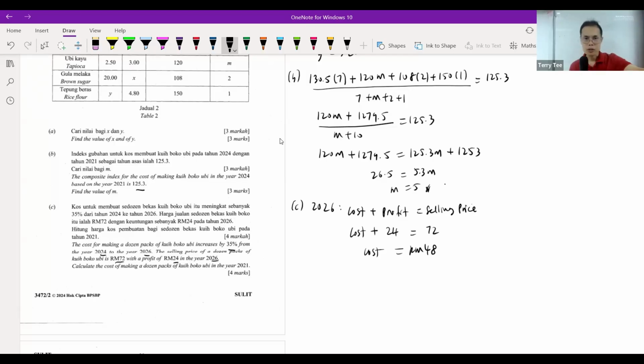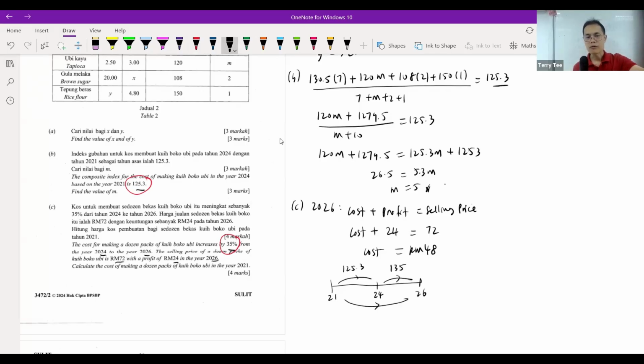But we need to link back to the year 2021. So this is where you can use what we call the simplified chain rule. There are 3 years involved, right? First, 2021, second one is 2024, third 2026. Now, we already know earlier that from 21 to 24, the cost increased by index 125.3. So let's write 125.3 here. Then 24 to 26, it increases by another 35%. So 35% in index is 135.